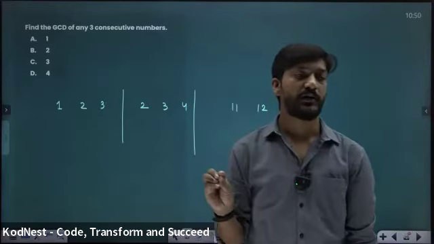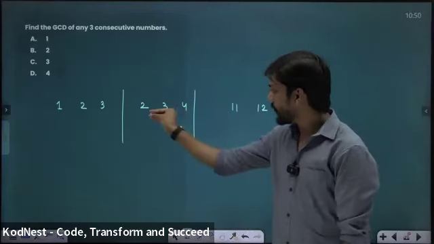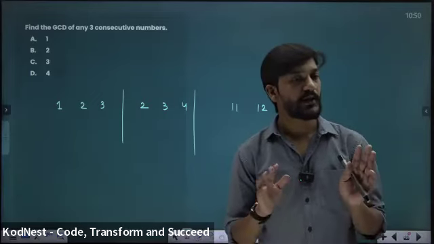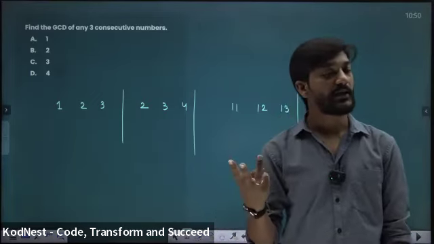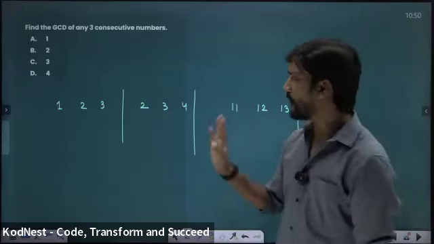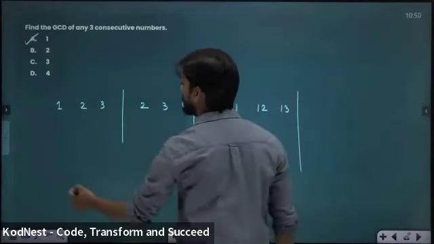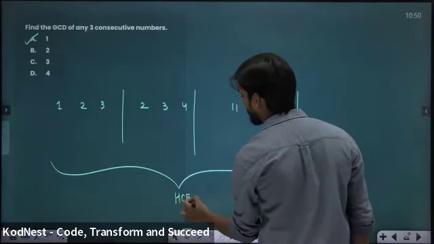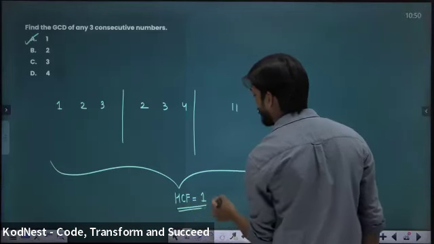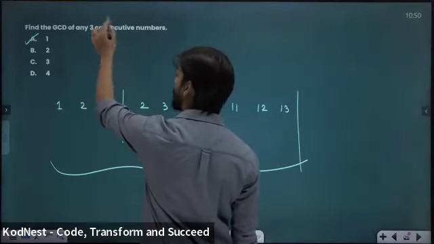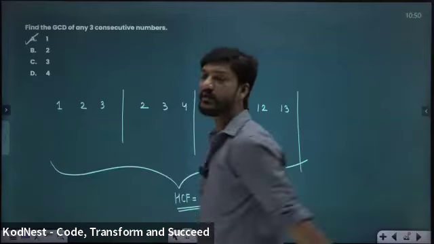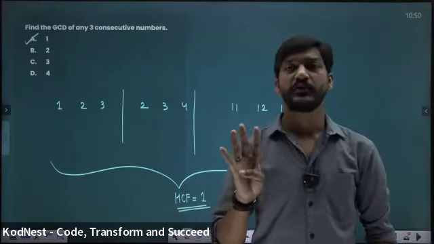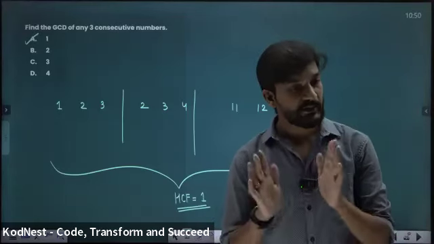So for any three consecutive numbers, what is the common factor? Please answer. Common to all. 1. So whether you take any 2 consecutive or any 3 or any 4 or any 5, always the highest common factor is 1. Okay, HCF is 1. Please remember this. Any numbers which are consecutive in nature, HCF is always 1. Always. Not just for 3 numbers, for 2 numbers, 3 numbers, 4 numbers, 5 numbers, 100 numbers, the HCF is going to be 1.